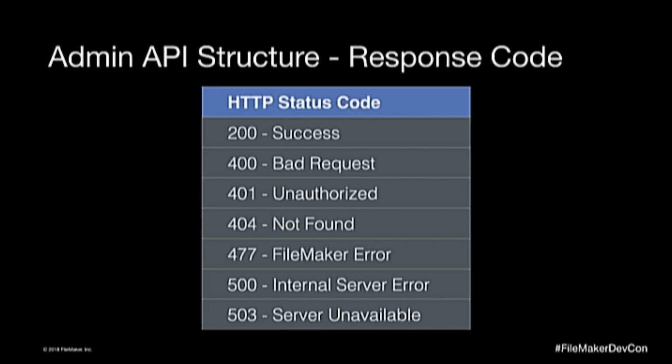If you get a 477, that's a FileMaker error, which is something we made up. And when are you going to get this? Basically, the request was formatted correct. Server knows what it needs to do. It's trying to process, but it runs into an issue. If it runs into an issue, it's going to return back a HTTP status code of 477. Now, 500, internal server error. When would you get that? That basically means some exception happened in the server, and we don't know what to do with your request.